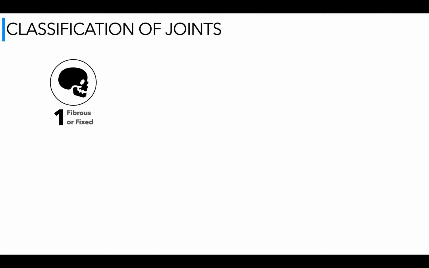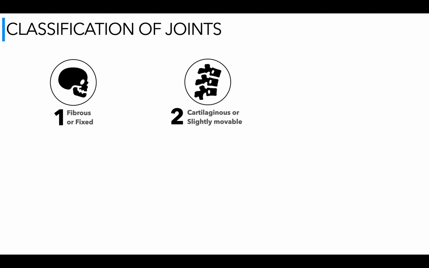The first one in the body is the fibrous or fixed joints. The second is cartilaginous or slightly movable joints. So you'll already see there a characteristic of how they move: one is fixed, immovable, and the other is slightly movable. And these are commonly found in the axial skeleton. So fibrous and cartilaginous joints are commonly found in the axial skeleton.